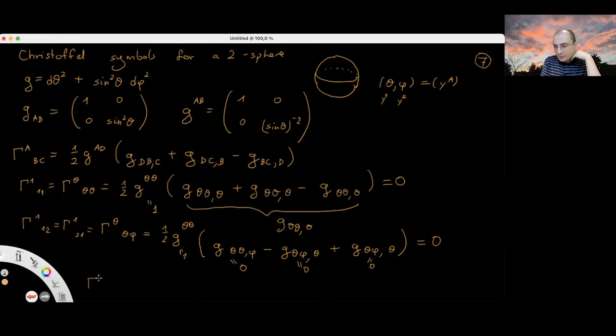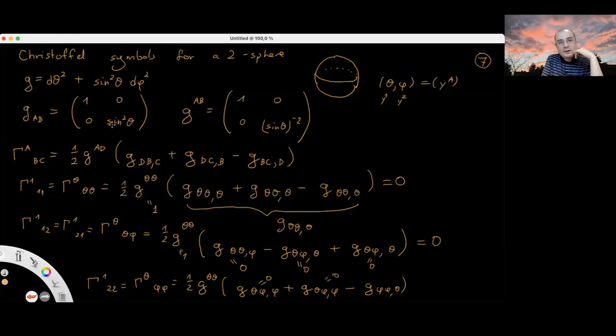So let's try now gamma 122, which is gamma theta phi phi. We begin with g^theta theta, and then we get the bracket with the derivatives of g theta phi and g phi phi. That's great, because this is zero, but this one is not vanishing, because g phi phi is sine squared, which can be differentiated by theta and gives a non-zero value. This is basically minus 2 sine theta cos theta. So if we take into account this 1/2, this is minus sine theta cos theta. Good, we have found our first non-vanishing Christoffel symbol.